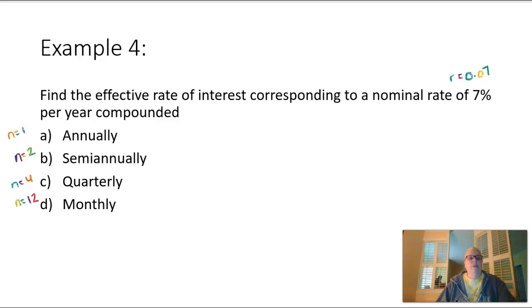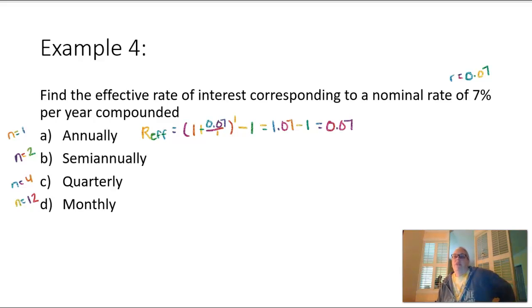Alright, so our effective interest rate is going to be 1 plus 0.07 over 1 to the first power minus 1. Now, all of this in here is going to be 1.07, and then minus 1 is just going to give me 0.07.